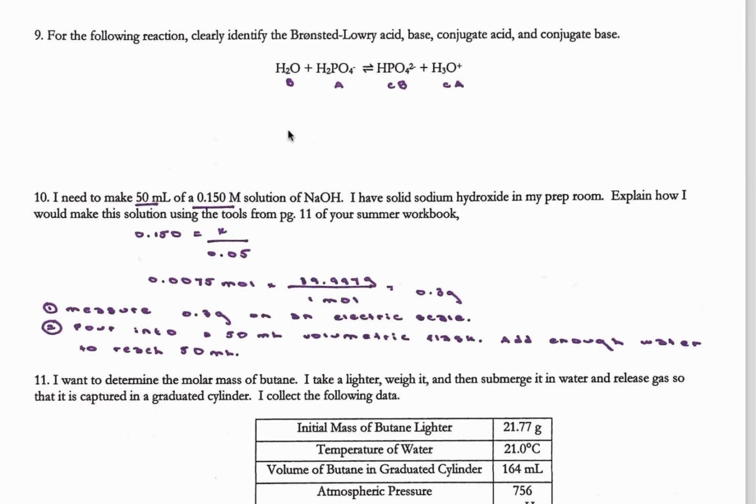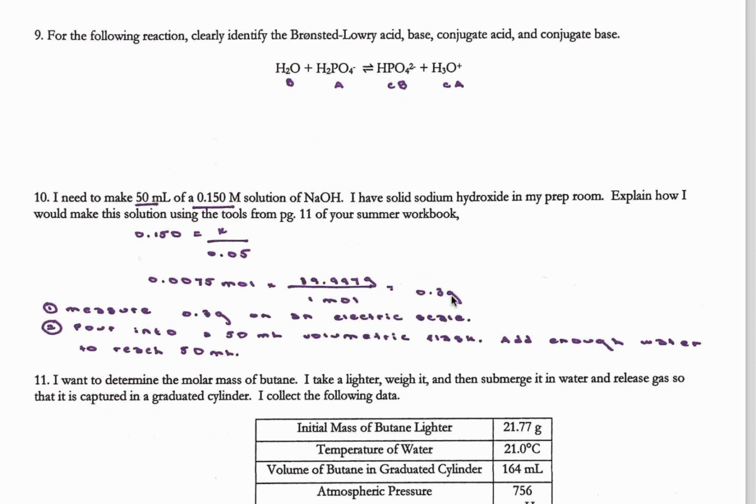All right, for number 9, water is the base because it then becomes H3O+, so it is accepting hydrogen ions. It's the bad rule. Bases accept, acids donate. H2PO4- here is an acid because it donates a hydrogen ion to become HPO4 2-.